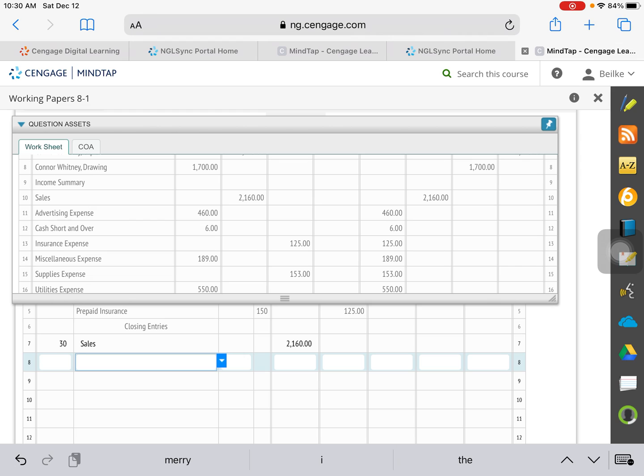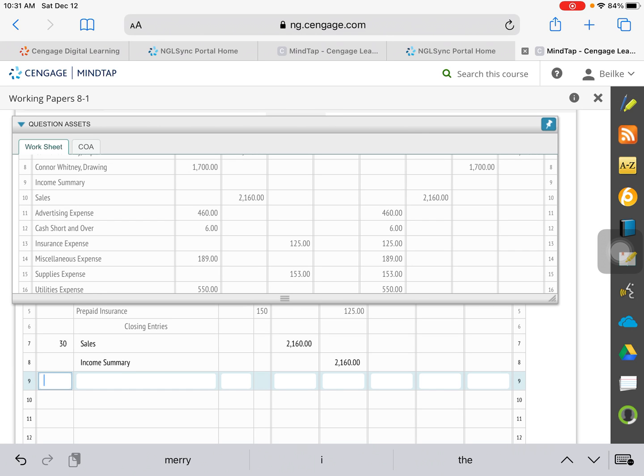We are going to transfer it into our summary account. Remember, income summary is used to summarize our revenue and our expense closures before we place it in our capital account. So the account that we're going to put this money in is income summary. Since we debited sales, again, we are transferring the money directly into income summary. We will credit it for $2,160. So that takes care of our first closing entry. Remember, we have 4 of them.